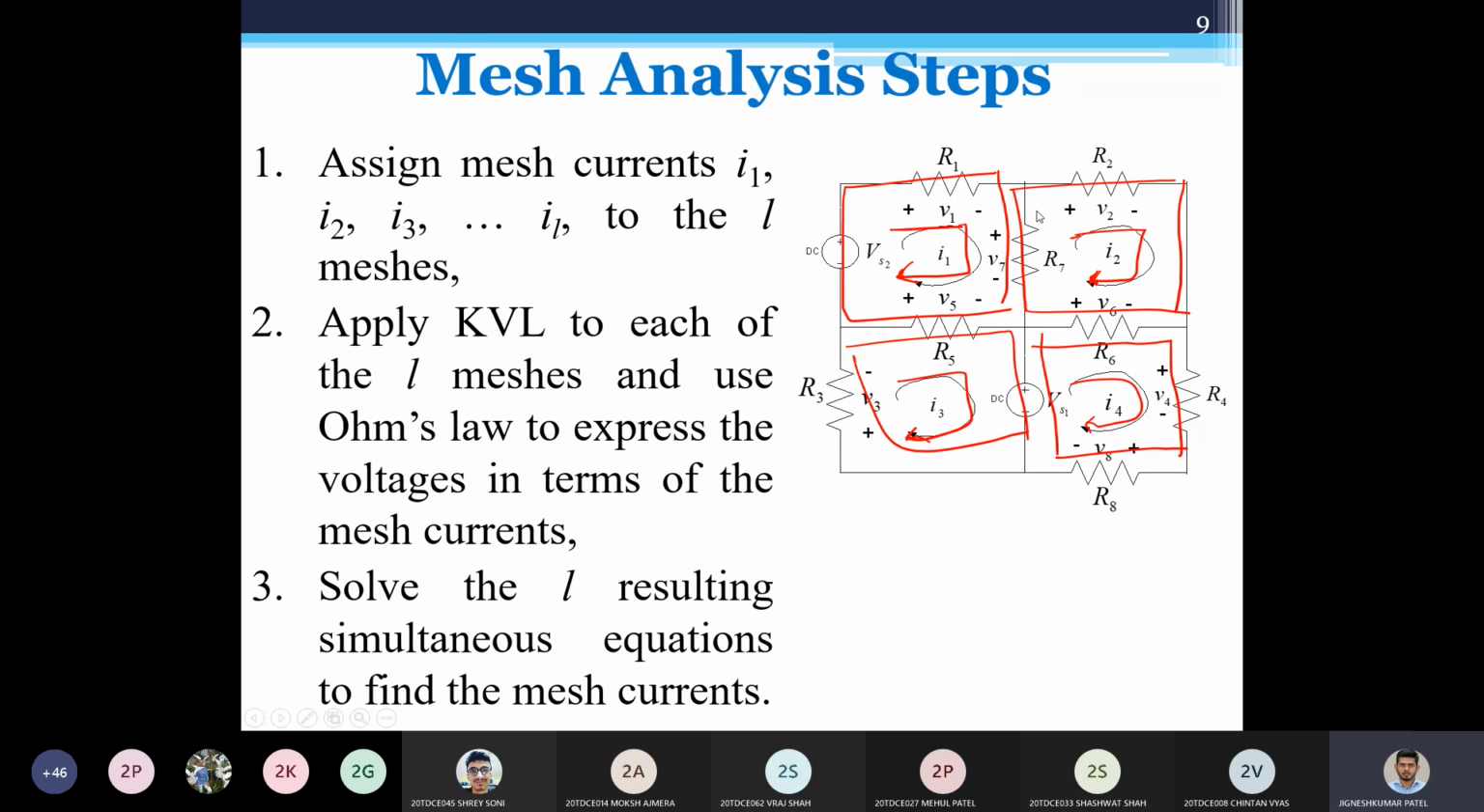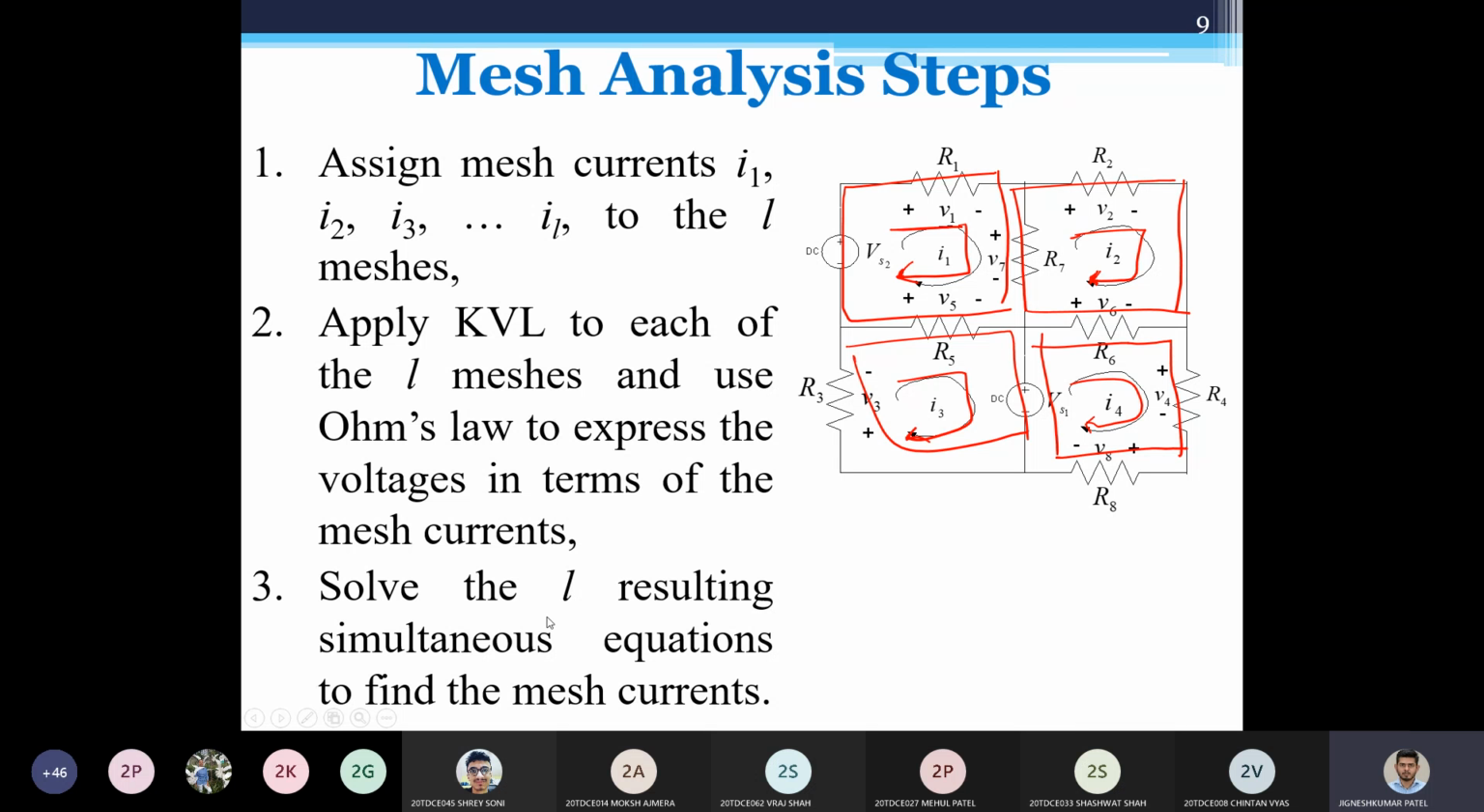So I'll apply KVL on every single mesh and use Ohm's law to express the voltage in terms of the mesh currents. If there is a voltage source, I obviously cannot do that. But for V1 or V7 or V5, I can do that. So for V1, I can say my voltage value V1 is actually I1 R1. The value of V7 would be different, V5 would be different.